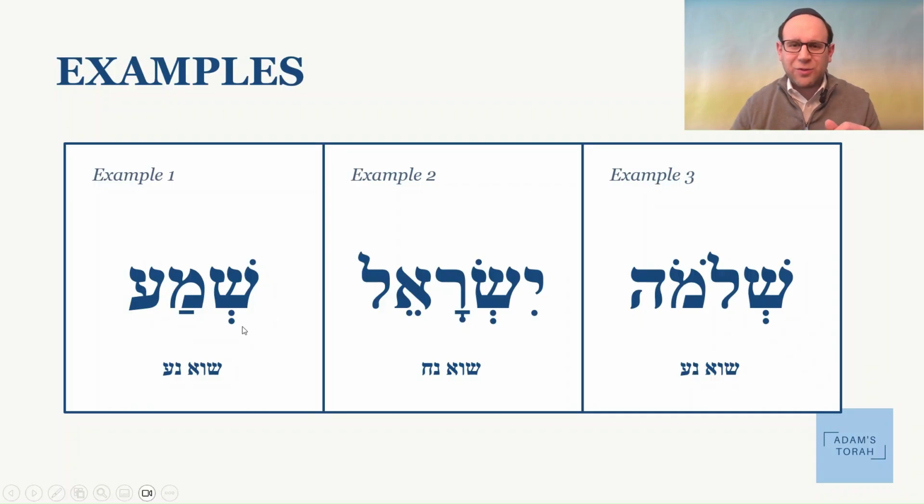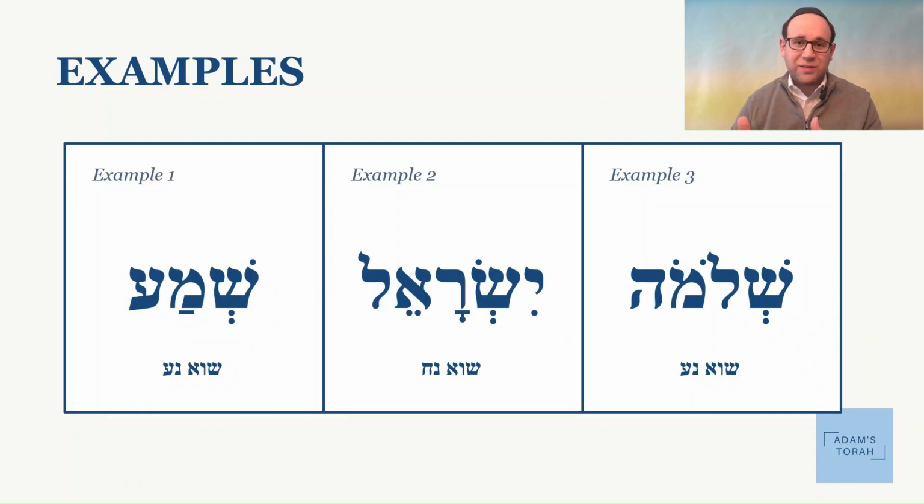What about example number 2, the word Yisrael? You could see that same Sheva is under the second letter, which is a Sin in this case. But we don't pronounce this as Shema Yisrael. It's not a Sheva Na. It's closing the syllable, and it's actually Yisrael. That's called a Sheva Nach. It's resting. It is not moving that consonant. It's not moving that letter.